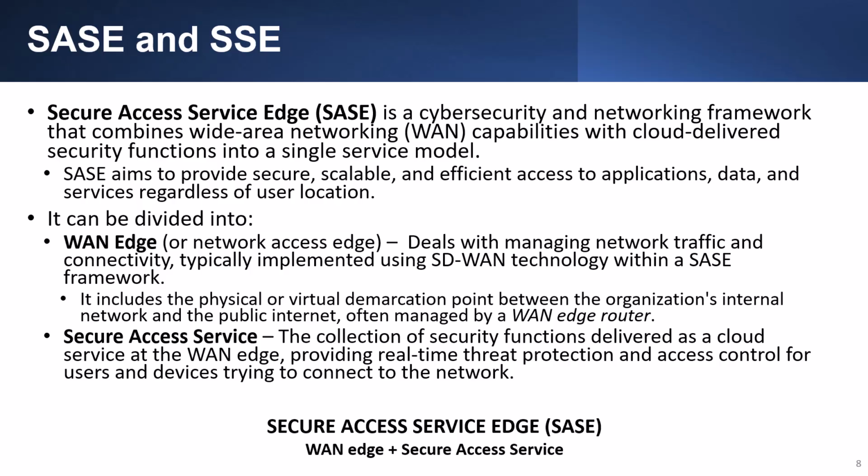It can be divided into WAN Edge, or Network Access Edge, which deals with managing network traffic and connectivity, typically implemented using SD-WAN technology within a SASE framework. It includes the physical or virtual demarcation point between the organization's internal network and the public internet, often managed by a WAN Edge router. And Secure Access Service, which is the collection of security functions delivered as a cloud service at the WAN Edge, providing real-time threat protection and access control for users and devices trying to connect to the network.